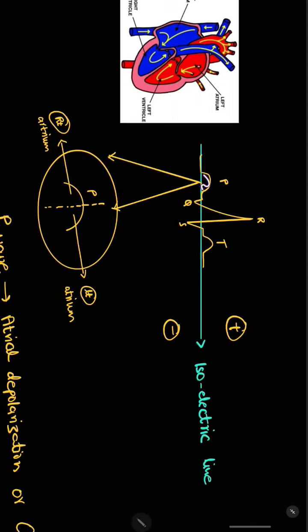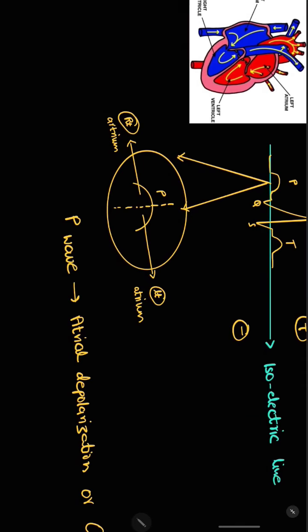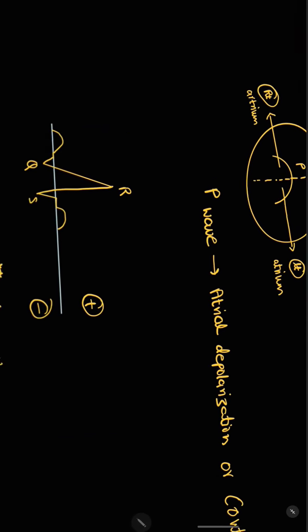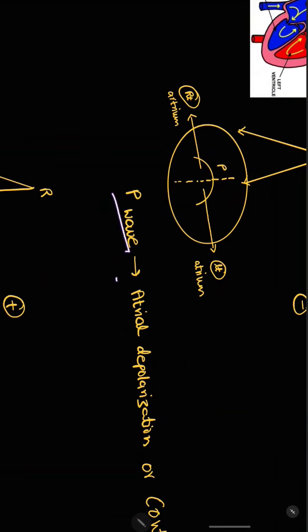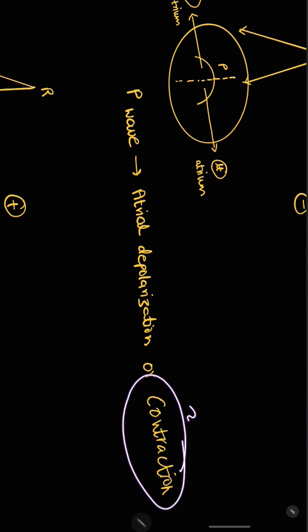So we have got our first wave, the P wave. What does a P wave indicate? It basically indicates the atrial depolarization, or in other words, atrial contraction. The P wave is divided into two halves. The right half is an indicator of right atrial depolarization, and the left half is an indicator of left atrial depolarization. That's what you need to know. So the P wave is basically atrial depolarization or atrial contraction.